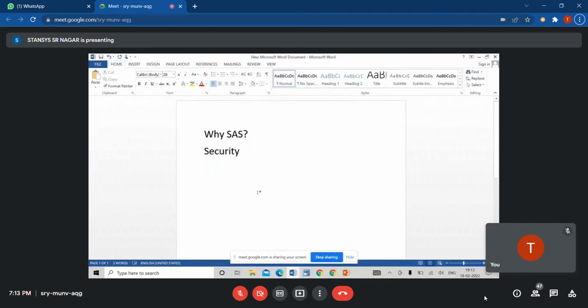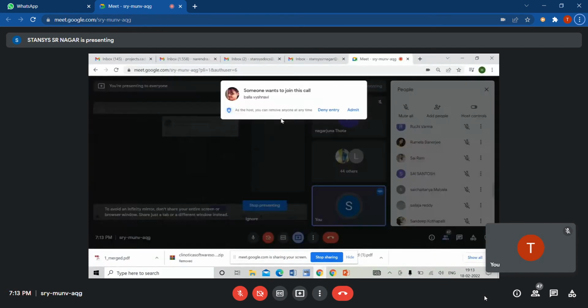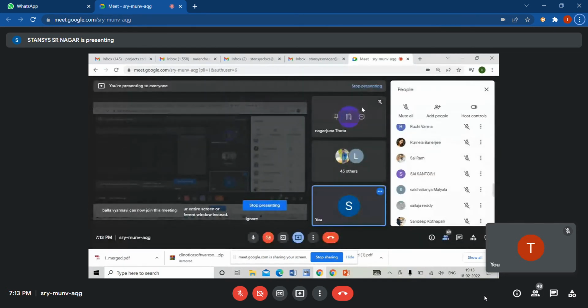So why SaaS? The first one is the security purpose. SaaS is mainly used for the security purpose. SaaS is majorly used for data analysis purpose. So what is meant by data analysis? In your idea, what is meant by data analysis? To analyze the data, that is called data analysis.